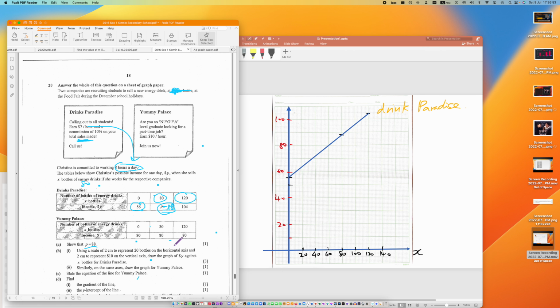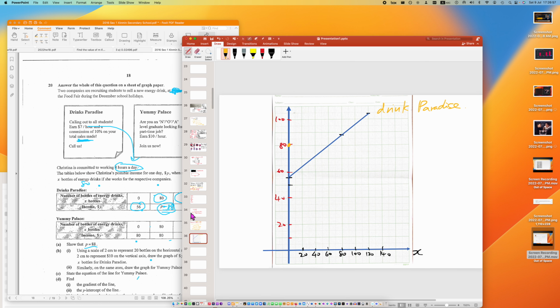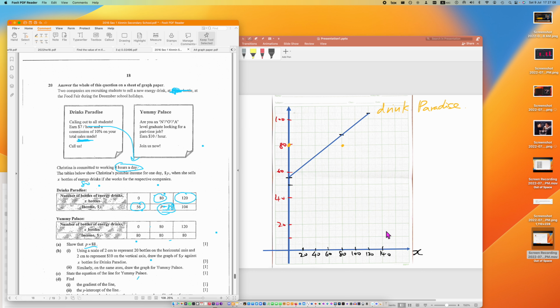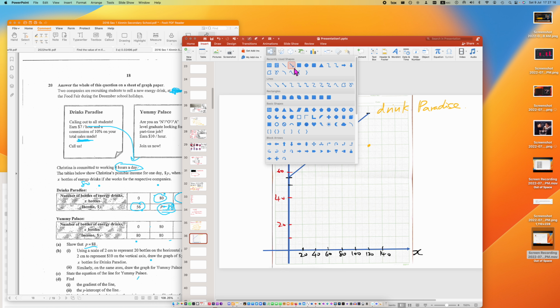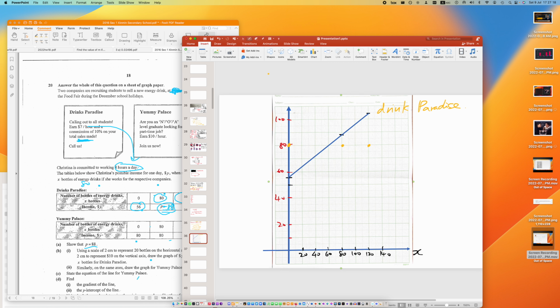Then you do the same for the other one: 0 bottles is 80, 80 bottles is 80, 120 bottles is 80. Oh, it's fixed. It's fixed, which means no commission. It means just that day, one day is 100. Understand?